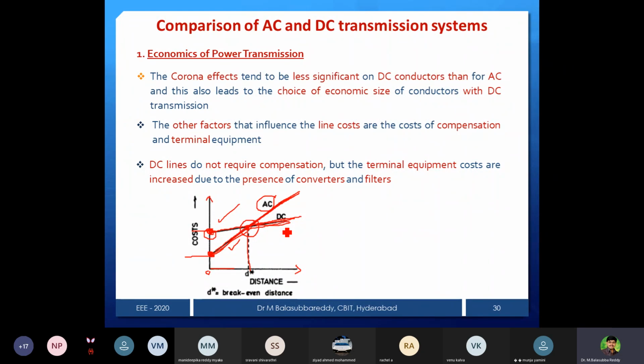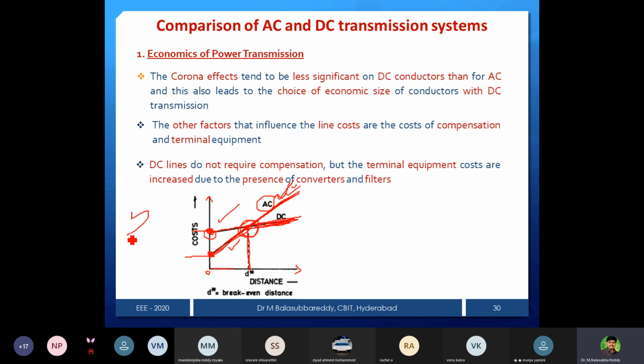Whereas on the AC side, if the distance increases further, all other losses also come into the picture. We need more towers, more area, more ROW, and then losses are more, skin effect is there, corona is there. So that will be proportionate with the distance. But here, due to that absence, you get a lesser cost of transmission, but it will happen only after the break even distance. So what is the break even distance here?